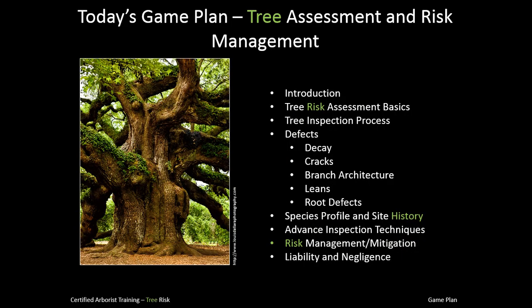We'll talk about tree risk assessment basics, the tree inspection process, various defects that we've noted in history as being something that may predispose a tree to failure. We'll talk about the importance of species profile and site history. We'll briefly go over some advanced inspection techniques that we'll show you at the field day, or you may have seen already by the time you see this. And then we'll talk about risk management and mitigation, and we'll finish with a few legal terms regarding liability and negligence.